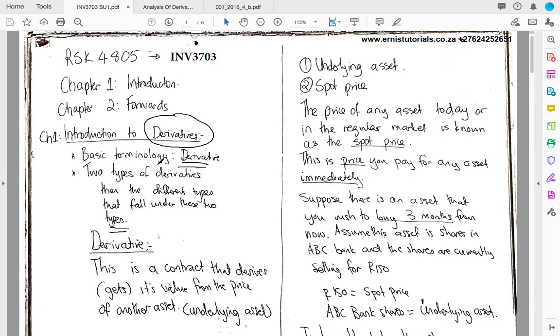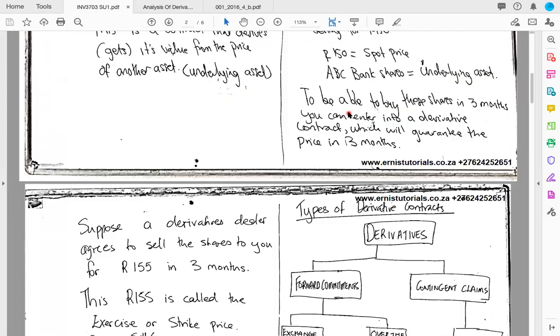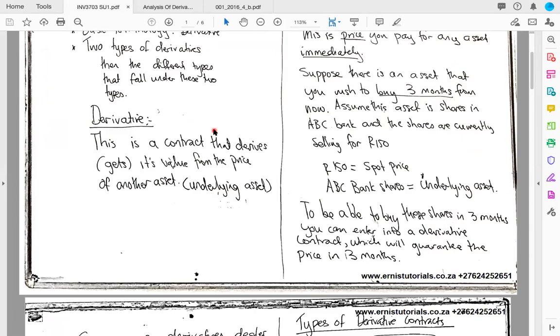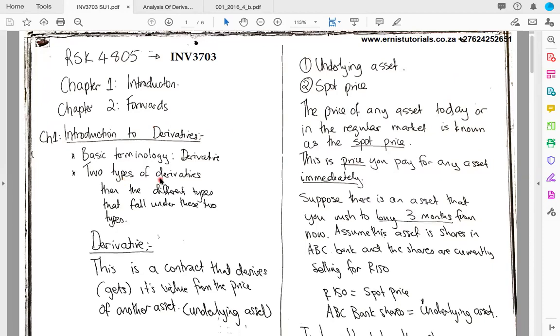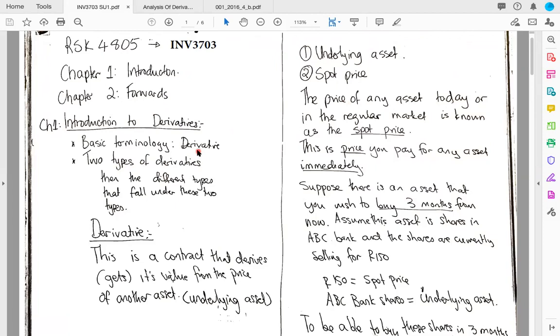So what I'm going to do now, I'm just going to take you through some basic terminology. I'm going to take you through some words that we are going to be using when we talk about derivatives. And then after taking you through this basic terminology, I'll then take you through the different types of derivatives. And then once I'm done with that, we'll look at some questions from a past exam paper.